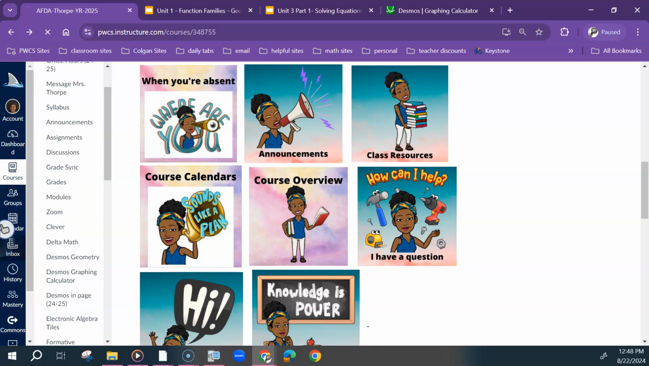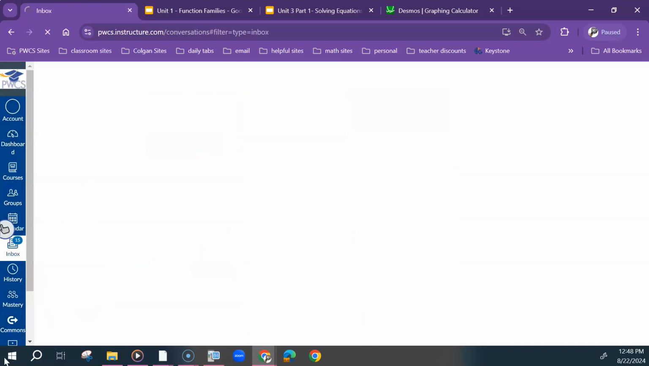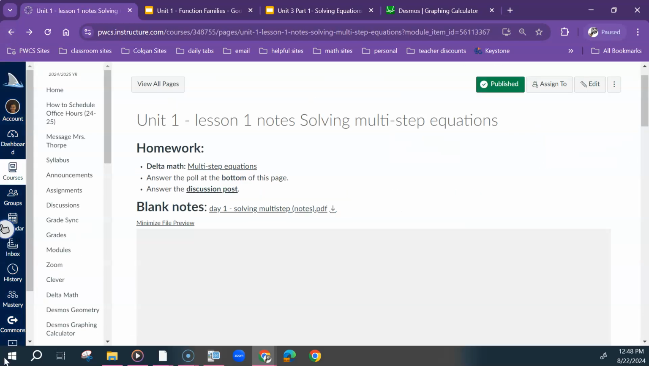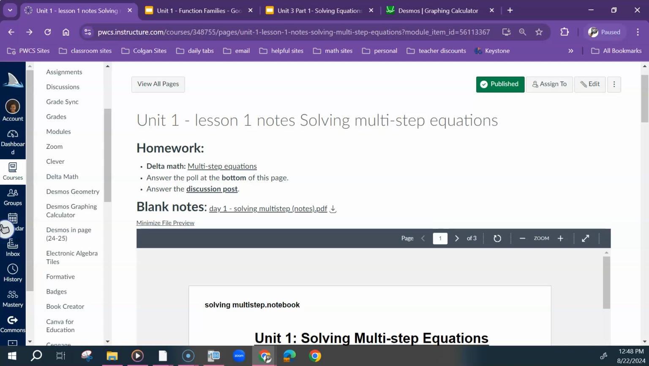And then this links to Delta Math right away. Okay, so this takes you directly to Delta Math. If you don't have a bookmark, you can go to it from there. Questions about any of that?